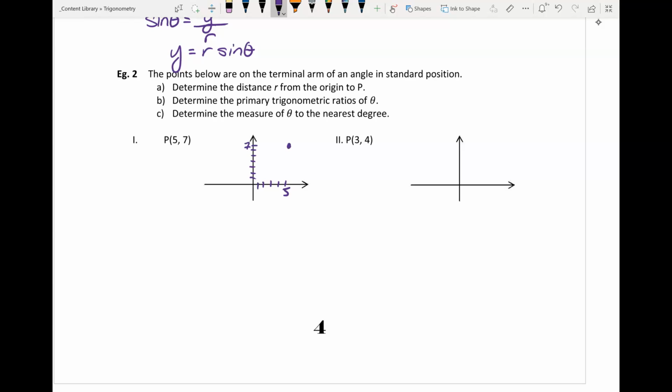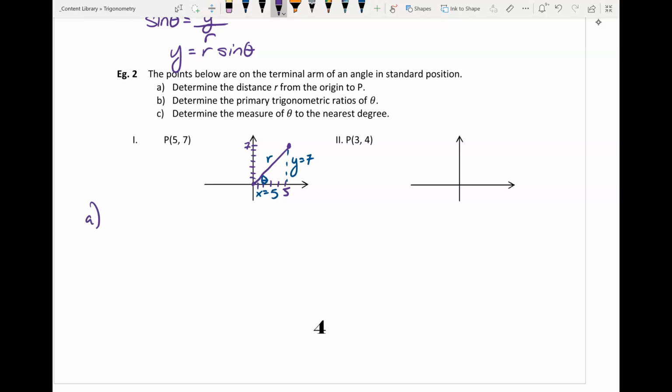And here's our point. And it's going to connect with the origin, 0, 0. So that is our terminal arm. Now we can close it off and create a right triangle. So this is our y, and we know this is 7. This is our x, and we know this is 5. Our r is the distance between the origin and the point. And our theta is the angle between the terminal arm and the x-axis.